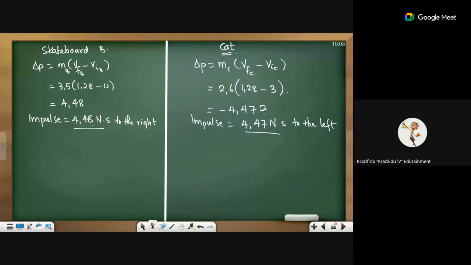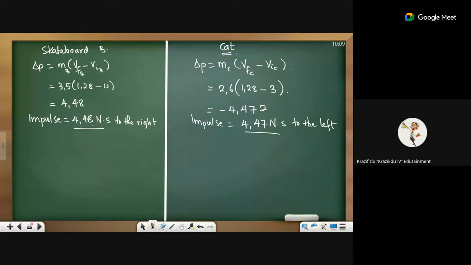Tokelo, sir, why was v_i equal to 0 and not 3 when we're calculating the change in momentum? For which one? I'm done, but this question is important. Tokelo, why was it not 3? Initial velocity of which one? For the skateboard. The skateboard was stationary. The skateboard was not moving at 3.